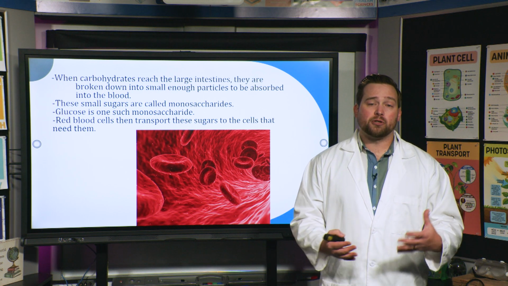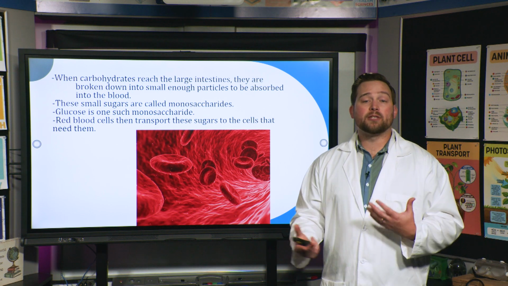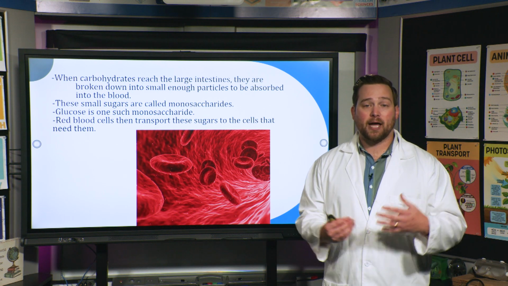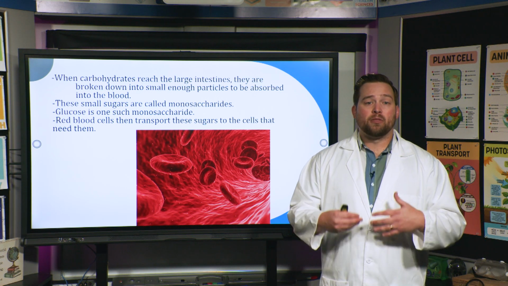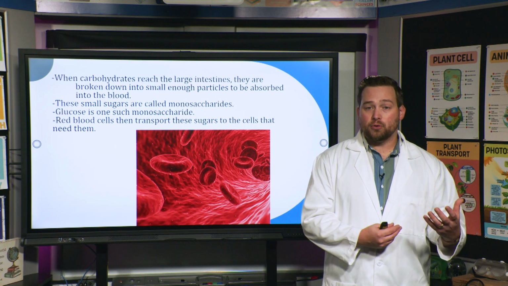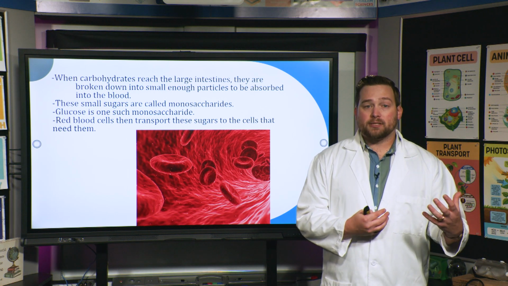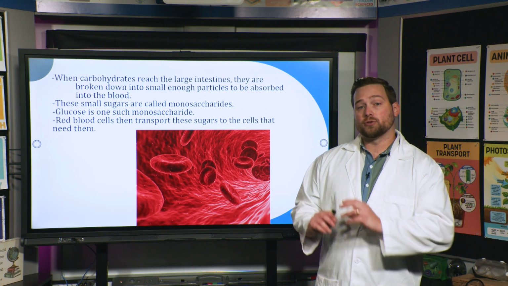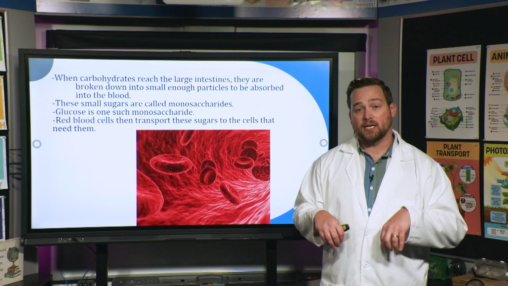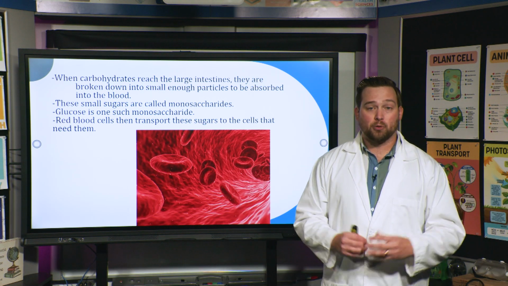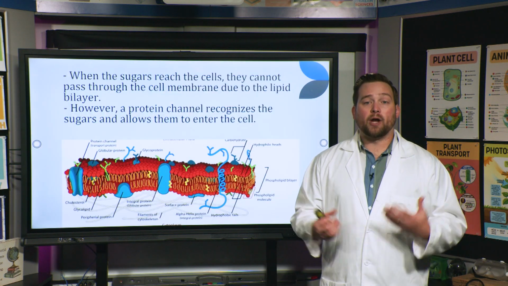Okay, these small sugars, once we've broken the starches down into smaller sugars, we would call these monosaccharides, and that might sound familiar from our units in the past. Then those monosaccharides, glucose is one example, are transported by your red blood cells to the cells that need them. So you've eaten them, you've broken them down, they get into the blood, and the blood transports them to the cells that need these sugars. Okay, what happens then?